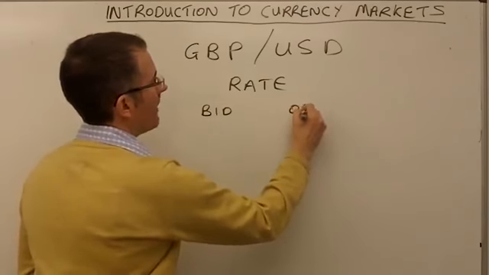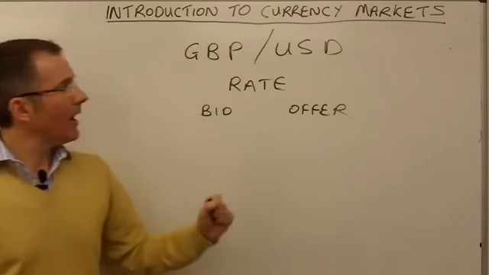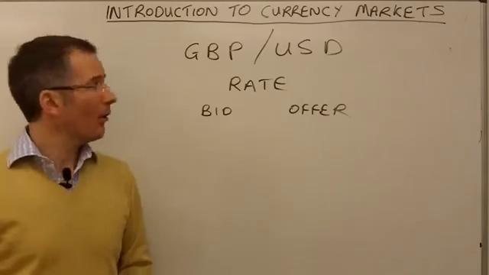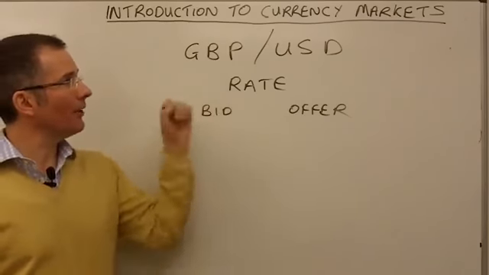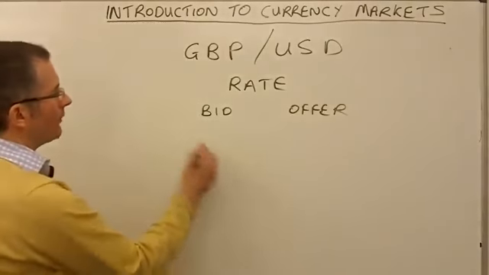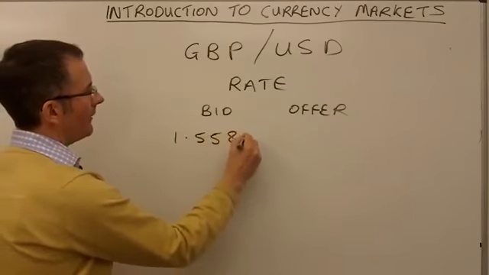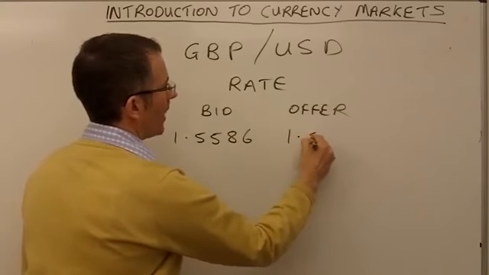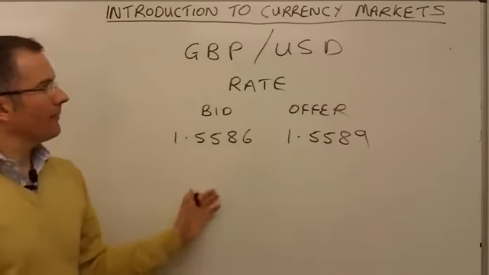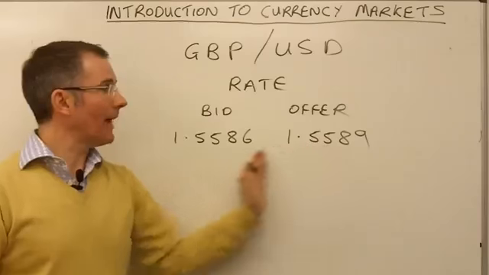There'll be a bid rate and there'll be an offer rate. So what this comes down to is you need to think, am I trying to basically buy the currency in question or sell it? Or am I betting on sterling appreciating or depreciating? So let's put a rate in. So for example, maybe we've got a bid rate of 15586 and an offer rate of 15589.